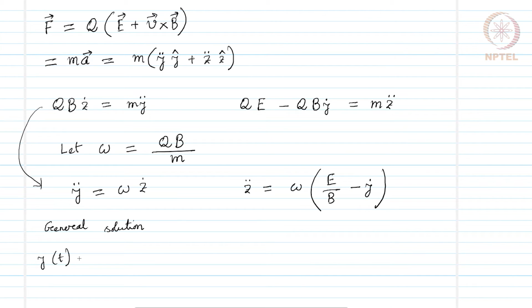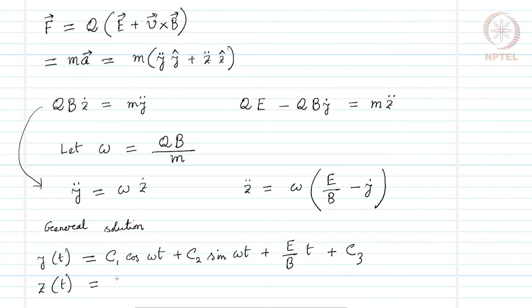y as a function of time can be given as C1 cosine of omega t plus C2 sine of omega t plus E over B times t plus C3, which is a constant of the integral, and z as a function of time can be expressed as C2 cosine of omega t minus C1 sine of omega t plus C4, that is also a constant of the integration.